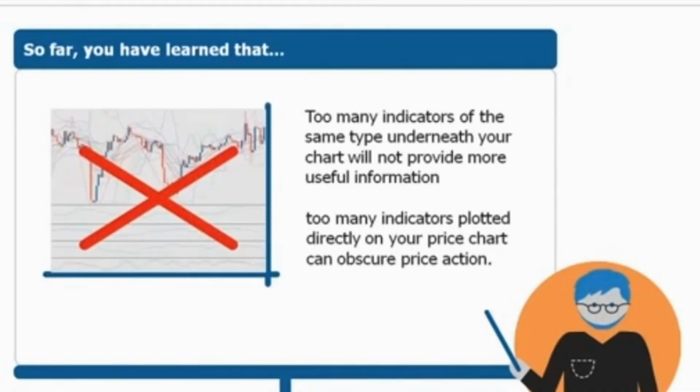Too many indicators of the same type underneath your chart will not provide more useful information and can actually provide conflicting signals. Also, too many indicators plotted directly on your price chart can obscure price action.